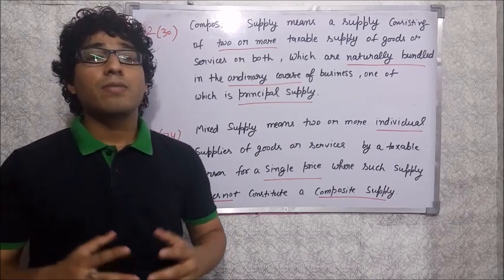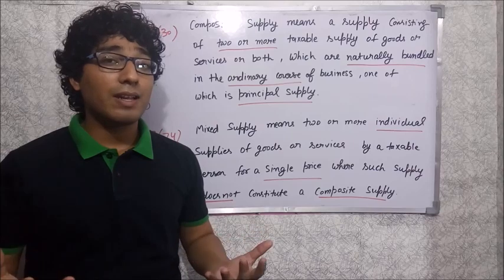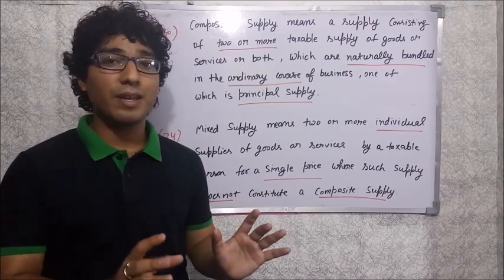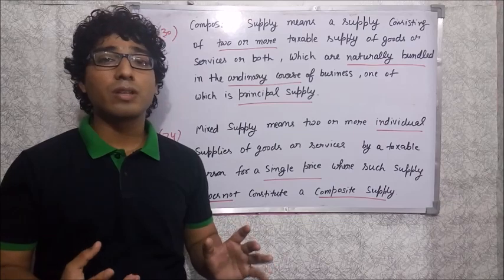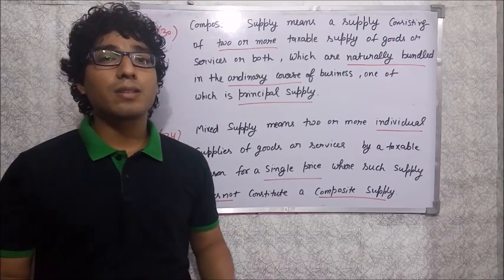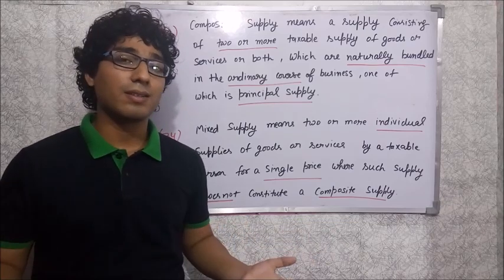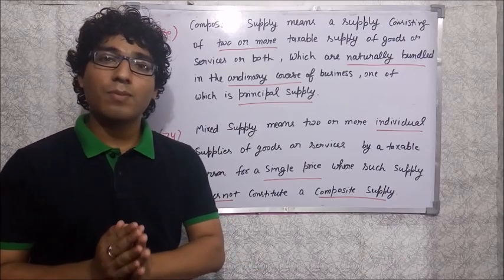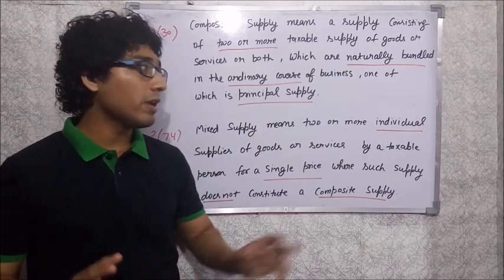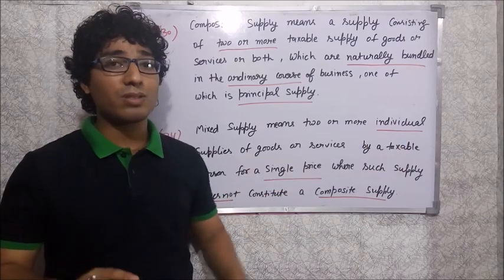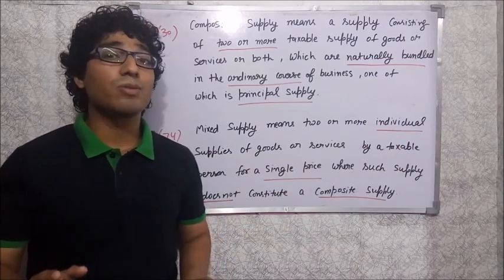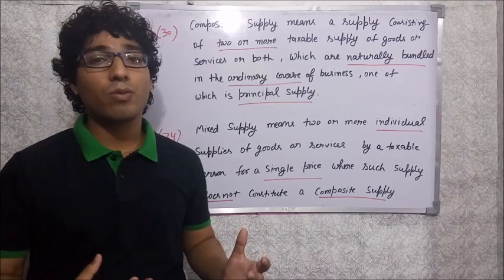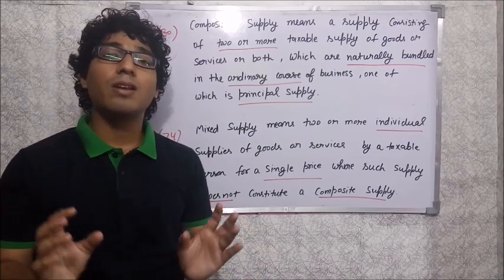Suppose we purchase a gift for Diwali, in which there are a lot of things like rasgulle, namkeen, dry fruits and a cold drink, all packed together in one package. That will be an example of mixed supply, because there are two or more individual supplies of goods, like the rasgulle, namkeen, dry fruit and cold drink. So those are individual goods.